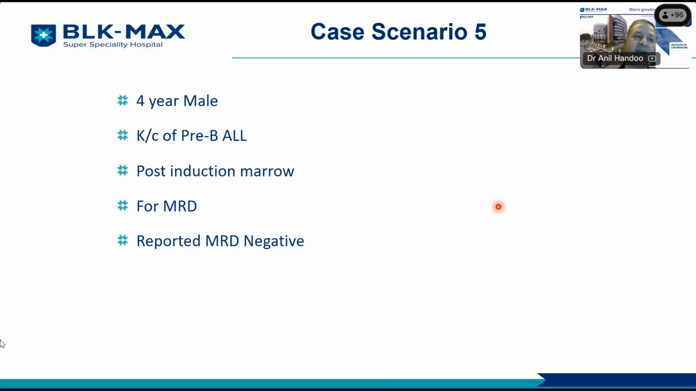The next case is a case of a 4-year-old male who was a known case of precursor B-ALL, post-induction marrow for MRD. And this is pretty early, when MRD was just being started in flow cytometry. And obviously the case was reported MRD negative. The only problem is that this patient relapsed in just about 2 months' time. So obviously, when we went back, we realized that there was a minor population of cells which we had missed at that point of time.